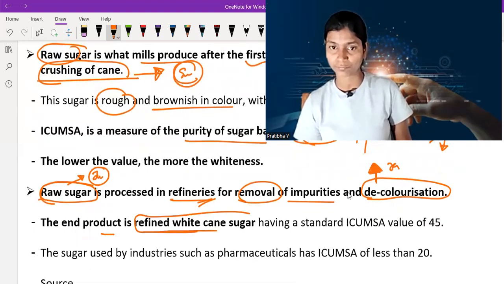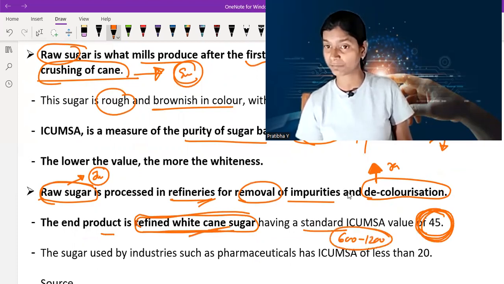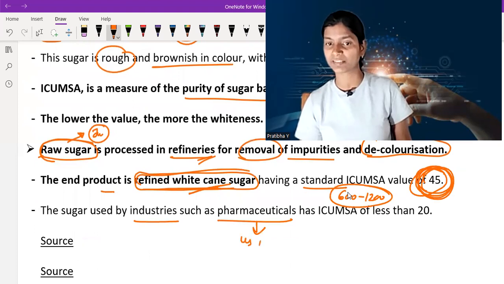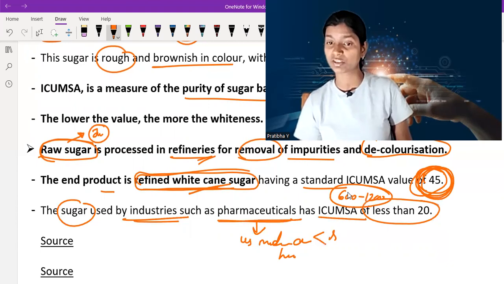The end product of the raw sugar is a refined white cane sugar having a standard ICUMSA value of 45. Remember, the ICUMSA value of raw sugar is between 600 to 1200, but the ICUMSA value of refined white cane sugar is 45. Very interesting. The sugar used by industries such as pharmaceuticals, that means for making medicine or other health products, has an ICUMSA of less than 50 because they require sugar which is more white in color and very refined.